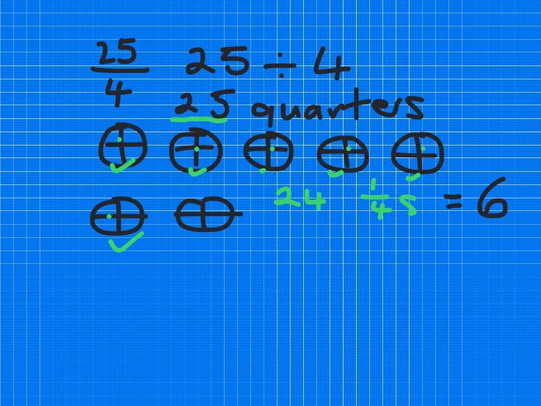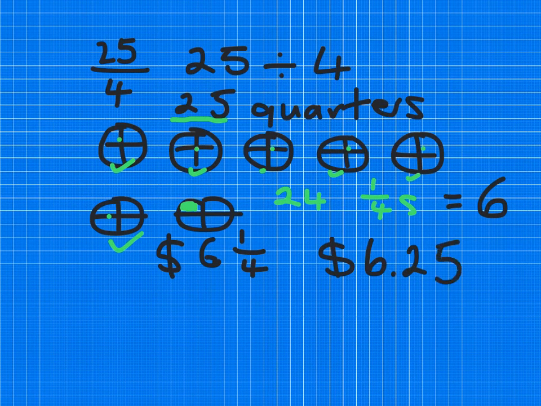And then that's 24 quarters, which means we've now got 1 more quarter to look at. So, in other words, 25 divided by 4, or 25 quarters, will give us 6 wholes and just 1 quarter left over. So they will get $6 plus $0.25, and $0.25 is more simply written as 25 cents, because there are 100 cents in a dollar, and a quarter of 100 is 25.